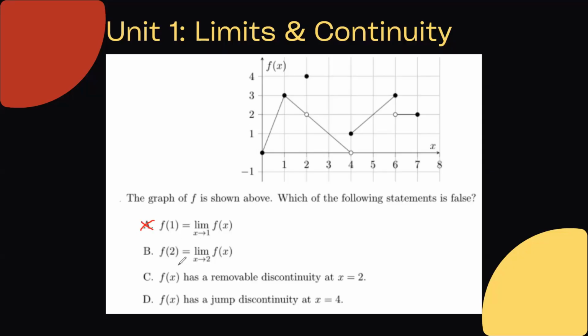F of 2 equals the limit as x approaches 2. Well, f of 2 is 4, while the limit from the left and right equals 2. So this is our correct choice. At x equals 2, you do have a removable discontinuity. You can just make the graph continuous if you are allowed to plug that point up. And there is a jump discontinuity at x equals 4.